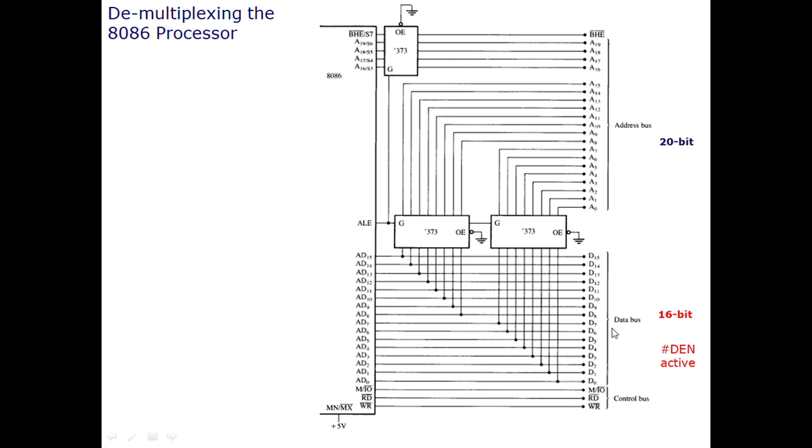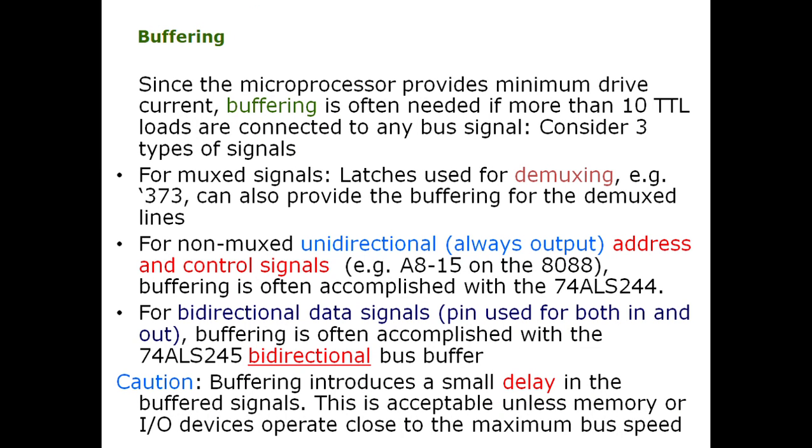So, a 16-bit data bus. And the control signals are not multiplexed, so they are just directly connected with the control bus, and they do not need to be demultiplexed. So we have just demultiplexed all of the multiplexed pins of the 8086 microprocessor, and on the previous slide we demultiplexed the pins of the 8088 microprocessor.